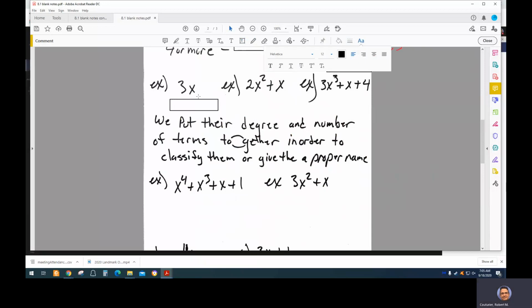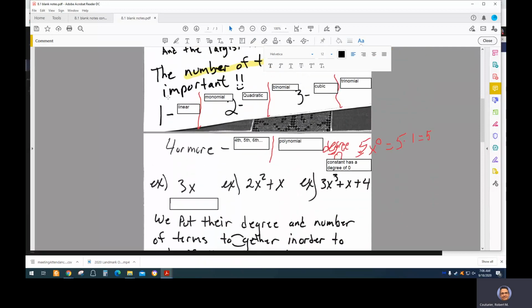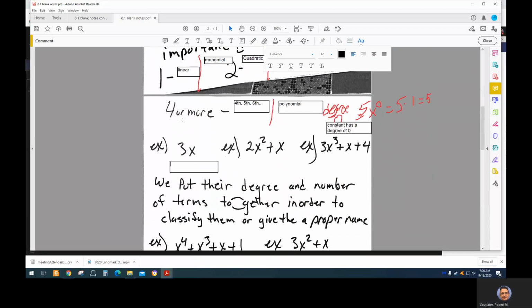All right, well, the first one, guys, I hope you had fun doing them. This is the degree of 1. So a degree of 1, if you look at our cheat sheet up above, degree of 1, we call linear. And it only has one term, so linear monomial.